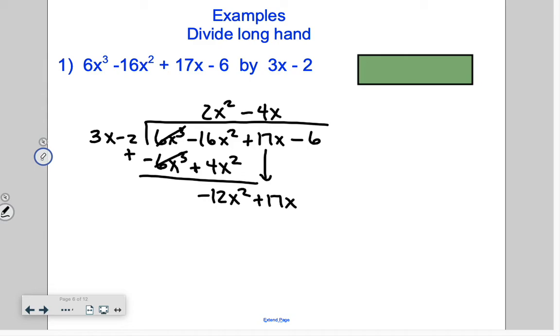All right. And we take our next part of our answer, our quotient, and we multiply it through the 3x minus 2. Negative 4x times that gives me negative 12x squared. Multiply by the negative 2. I end up with a plus 8x. And we subtract.